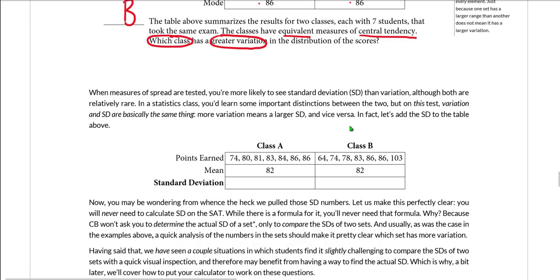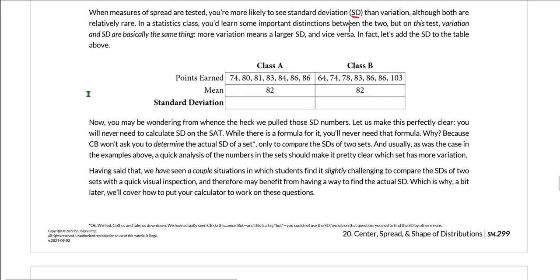In terms of standard deviation and variation, they are both very rare on the test. If you do see a measure of spread being tested, there's probably a slightly higher probability that you will see standard deviation rather than variation. Again, on this test, you will not need to calculate a standard deviation, but what you should know is that variation and standard deviation follow each other directly. In other words, the higher your variation, the higher your standard deviation, and the lower your variation, the lower your standard deviation. So they are directly correlated.